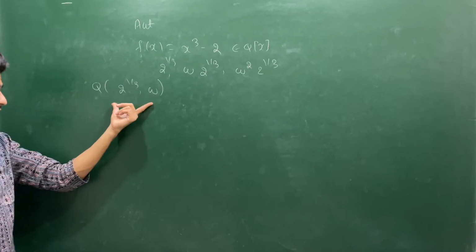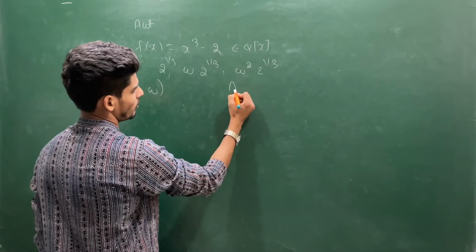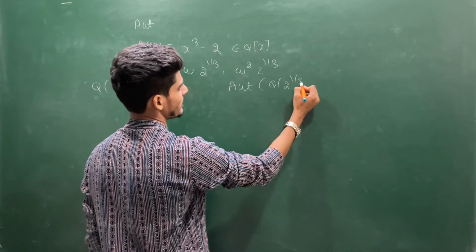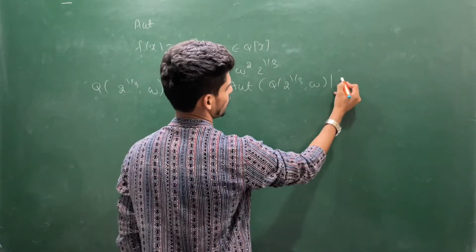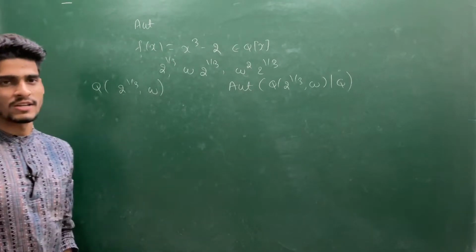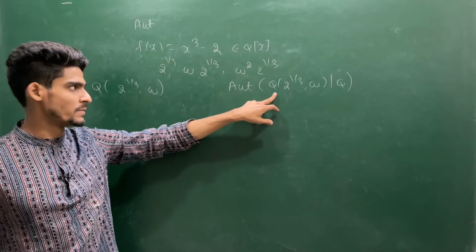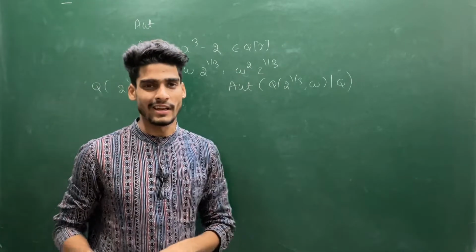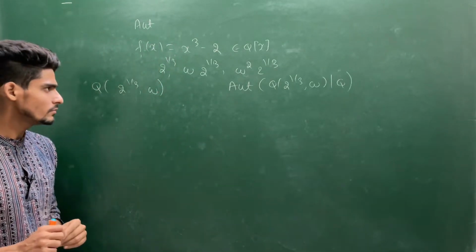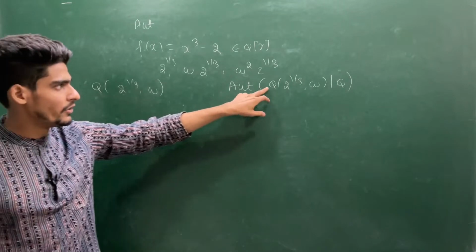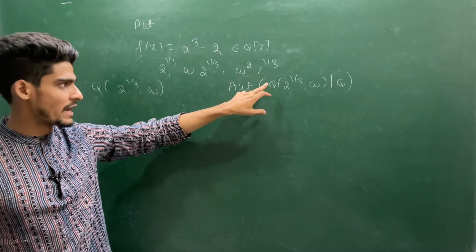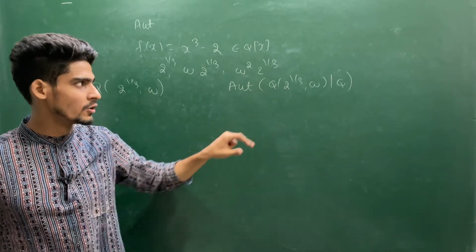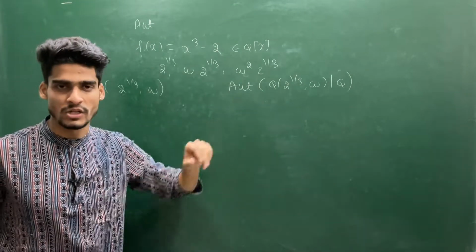So to construct the Galois group of Q(2 power 1 by 3, omega) over the rationals, we need to find all the automorphisms of Q adjoin 2 power 1 by 3 comma omega fixing the rationals. We already know the images of rationals because rationals are self-imaged. We only need to know the images of this 2 power 1 by 3 and omega, because these are two generators.